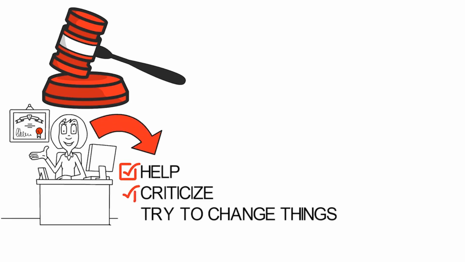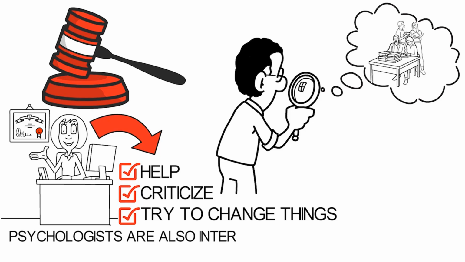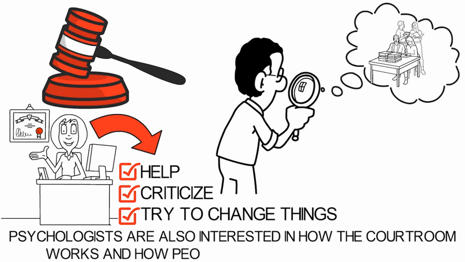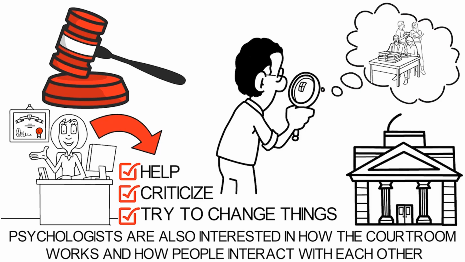Conclusions. The legal and judicial systems depend on language. Language experts can use their skills to help, criticize, and try to change things. Forensic linguistics is a field of study and work that covers a lot of ground. Psychologists are also interested in how the courtroom works and how people interact with each other. They can study courtroom language to learn more about these things.